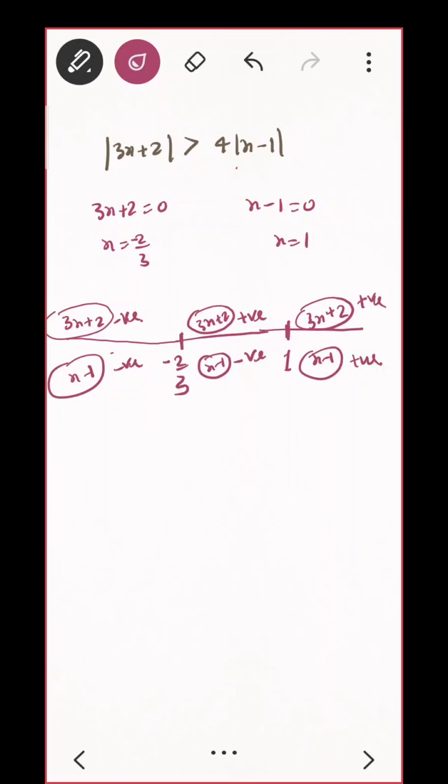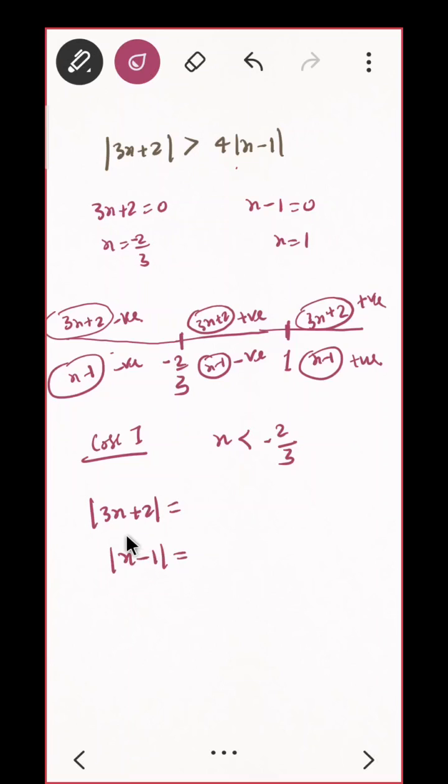Okay. So there are three cases. Case 1. What is case 1? Can somebody tell me? x is less than minus 2 by 3. Correct? Yes. So if your x is less than minus 2 by 3, what is the condition you are having? For this region, you are having 3x plus 2 negative. So what will be mod of 3x plus 2? Can somebody tell me? Mod of a negative number.